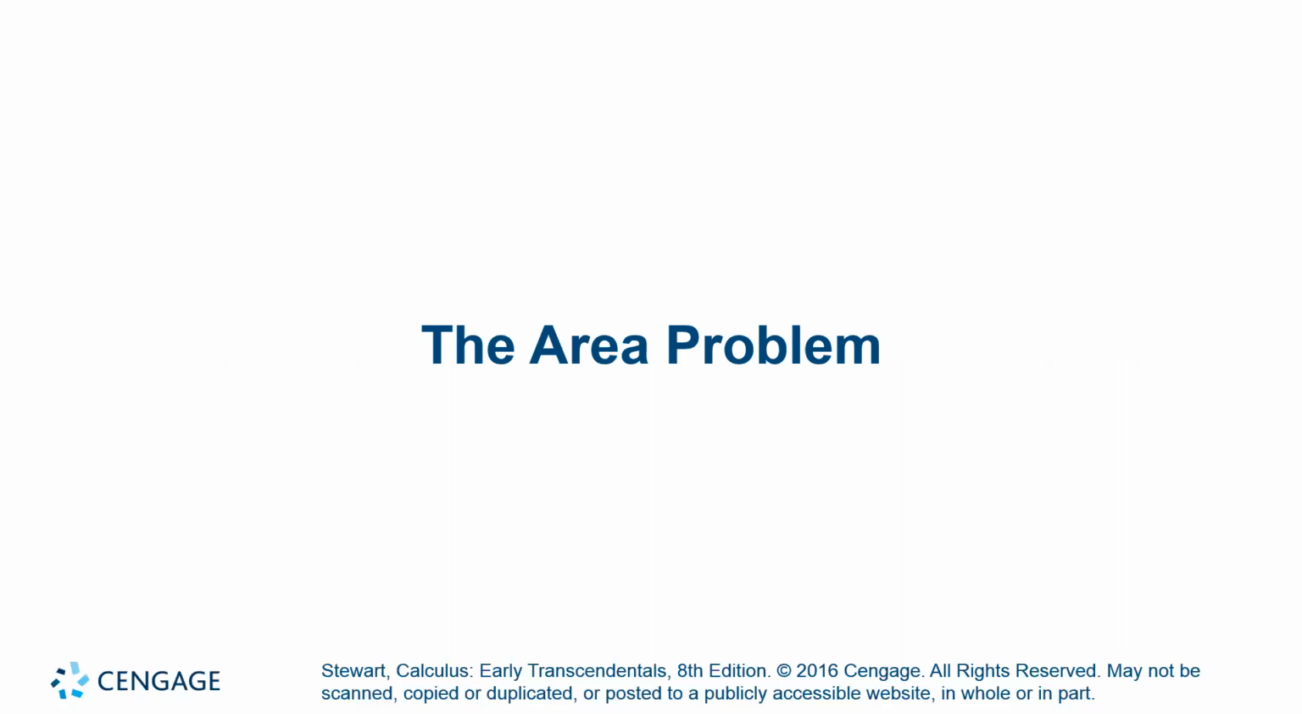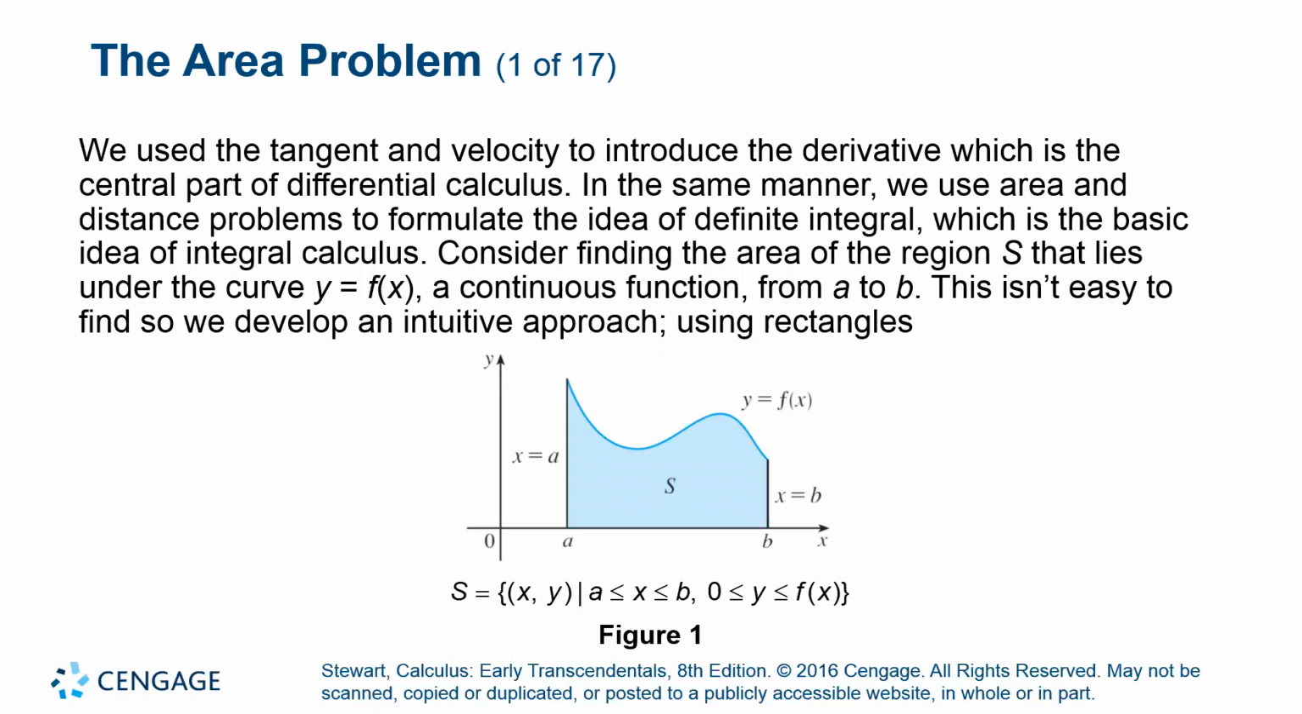Now, if you remember, in trying to define derivatives and then limits, we started with the tangent problem and then the velocity problem. And so we used that to be the central part of the differential calculus that we have been talking about from chapters 2, 3, and 4. Now, in the same manner, we are going to use area and distance problems to formulate the idea of what we call definite integrals, which is the basic idea of our integral calculus.